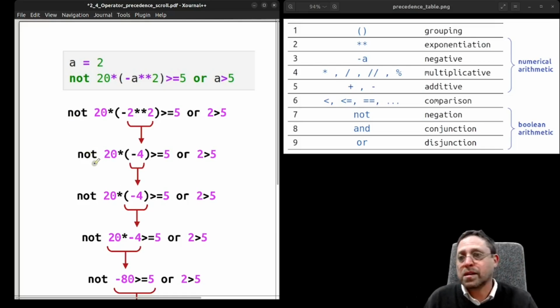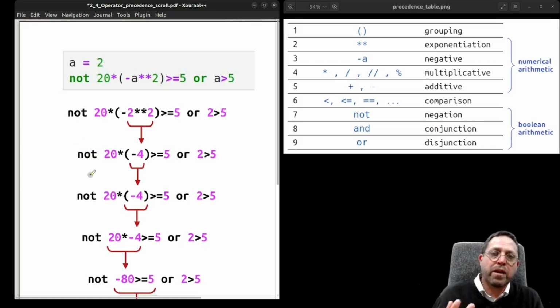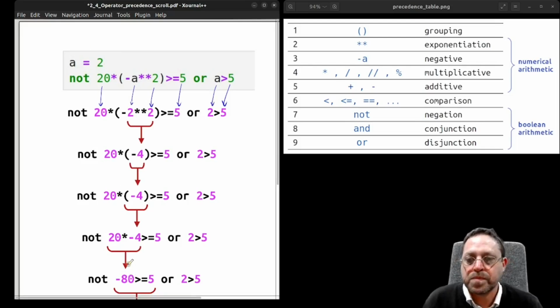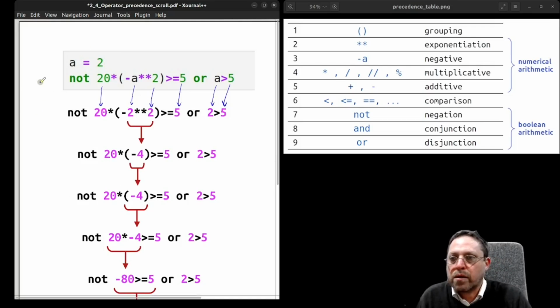The first thing that the interpreter is going to do is resolve the numerical values or the constants and the variables. So numerical values like 20 get resolved to a 20. 2 becomes a 2. 5 becomes a 5. 5 becomes a 5. And then we have this variable a whose value is 2. So a gets replaced with a 2. That's step 1, or that was step 0. Now we're going to do step 1.